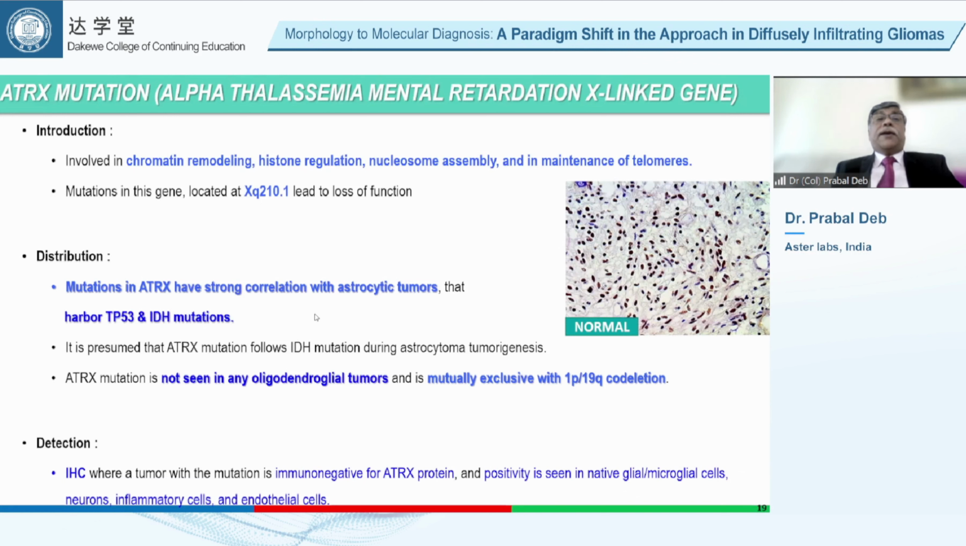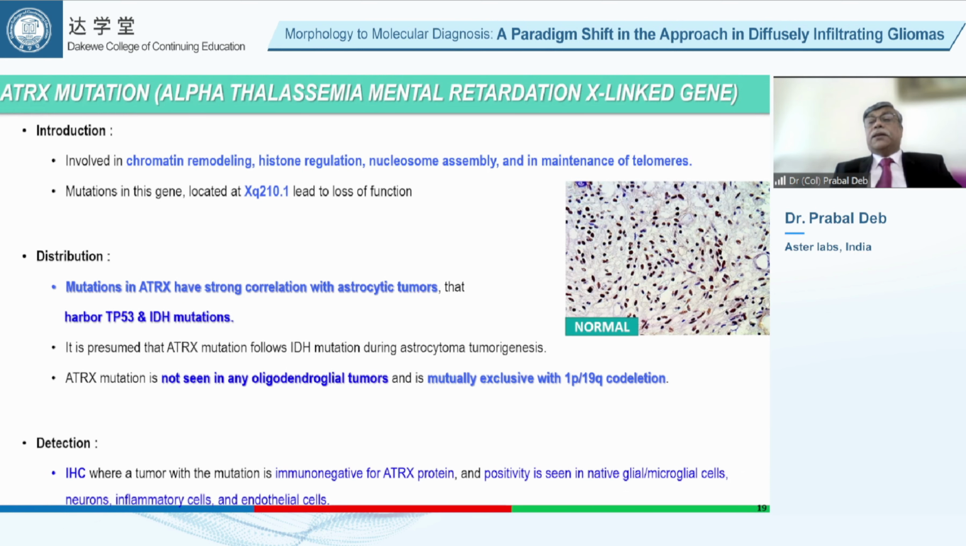Now we come to ATRX mutation. This is located at Xq21.1, which is involved in chromatin remodeling, histone regulation, nucleosome assembly, and it is very important because mutations in ATRX have strong correlation with astrocytic tumors that harbor P53 and IDH mutation. So basically, any tumor which has a triad of ATRX, P53, IDH mutation will be an astrocytoma. And it is not seen in any oligodendroglial tumors, and so is mutually exclusive with 1p19q co-deletion.